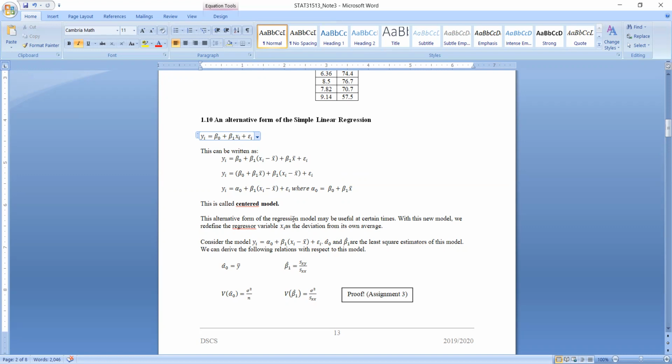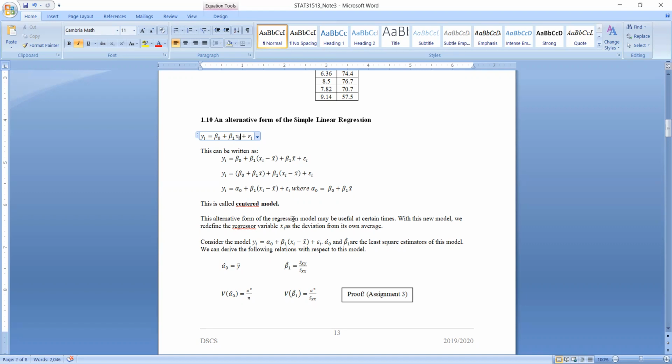the simple linear regression. In some cases, it's important to fit this centered model, because here we have defined the independent variable as the deviation from its own mean, xi minus x bar, and sometimes this model is also important for some given data sets.